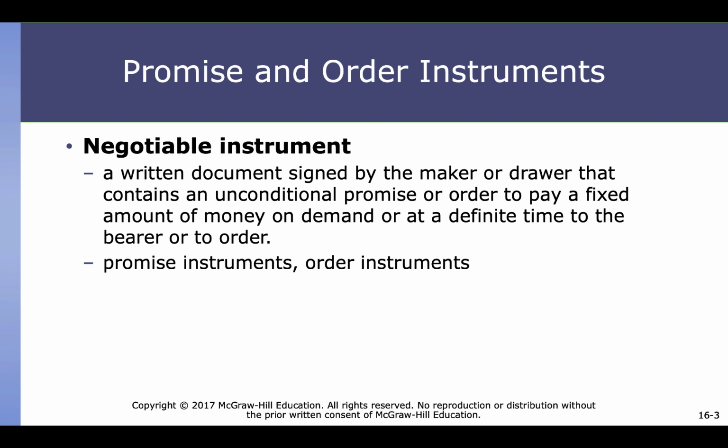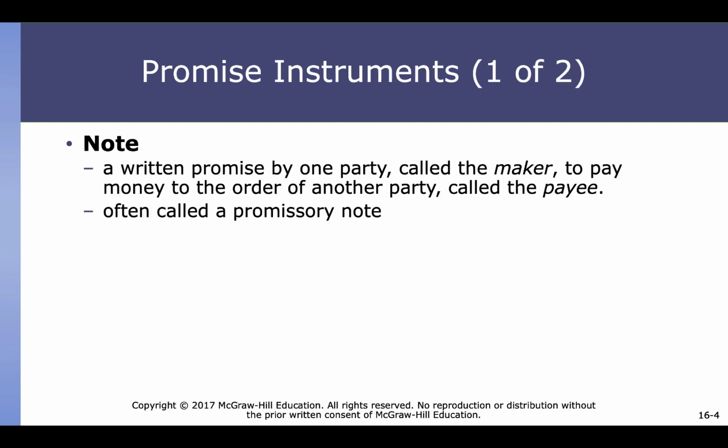There are different kinds of instruments. There's promise instruments and order instruments. A note is a type of promise instrument. A note contains a written promise by one party to pay money to the order of another. The party who's paying is the maker. The party who receives payment is the payee. These are often called promissory notes.